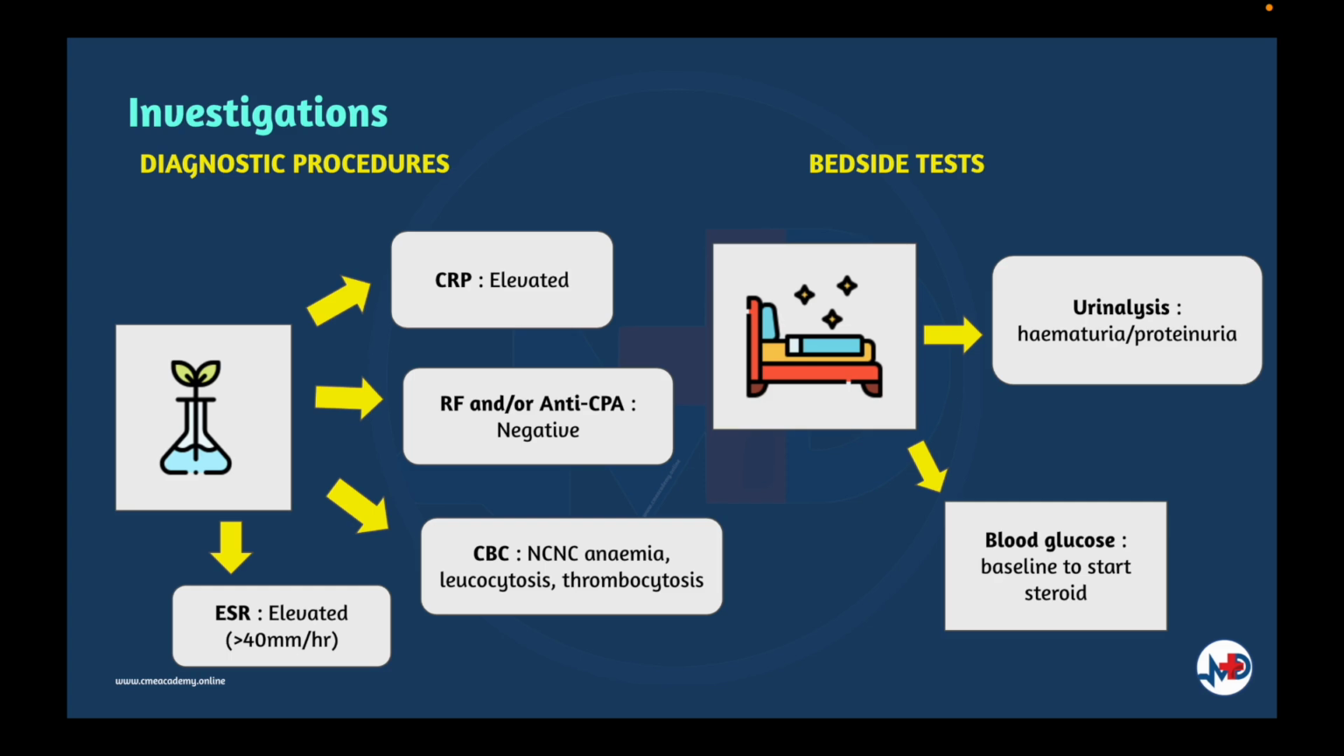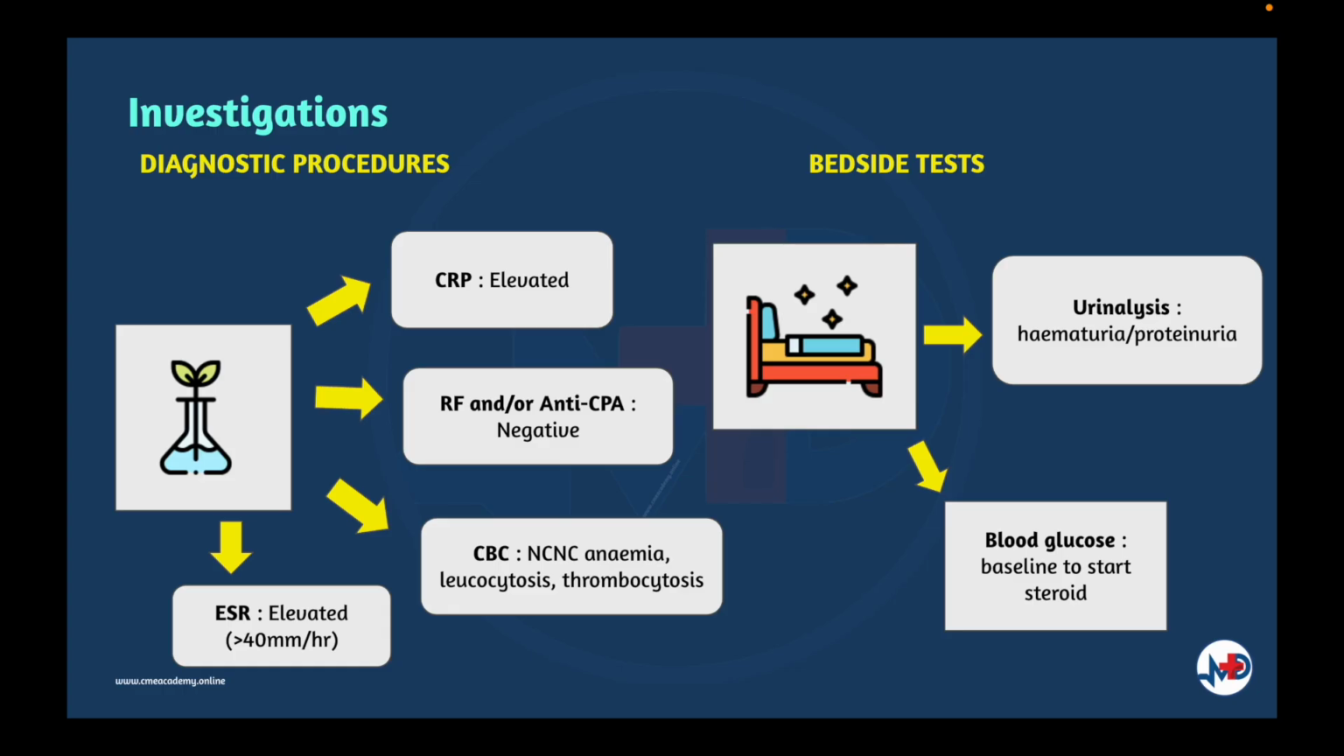Diagnostic investigations to be done are CRP, which is expected to be elevated, and erythrocyte sedimentation rate, which is expected to be more than 40 mm per hour. For bedside tests, urine analysis is done to check for any hematuria or proteinuria to rule out small vessel vasculitis. Next, a blood glucose test is done as the baseline for the mainstay steroid treatment.